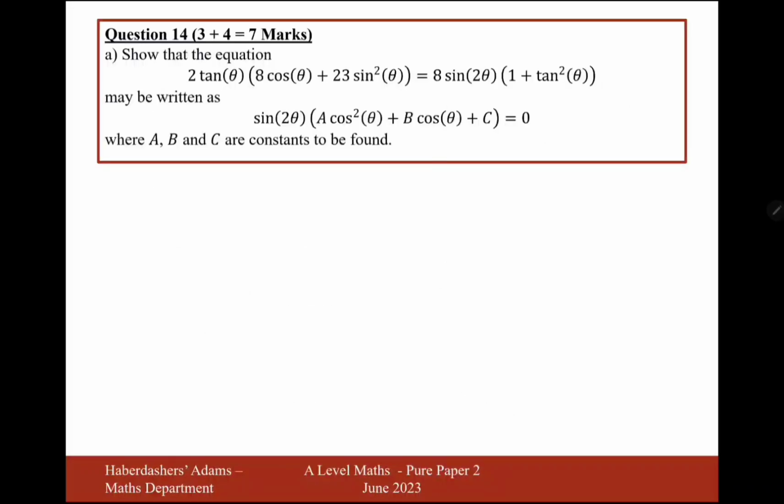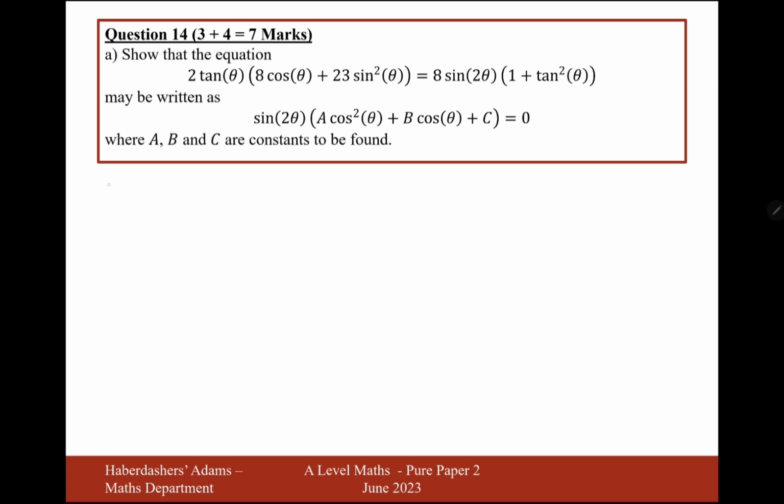Here we're looking at question 14. Show that this equation may be written as sine 2 theta times this cos squared function here, where a, b and c are constants to be found. So the first thing I'm going to do is start by expanding all of these brackets.